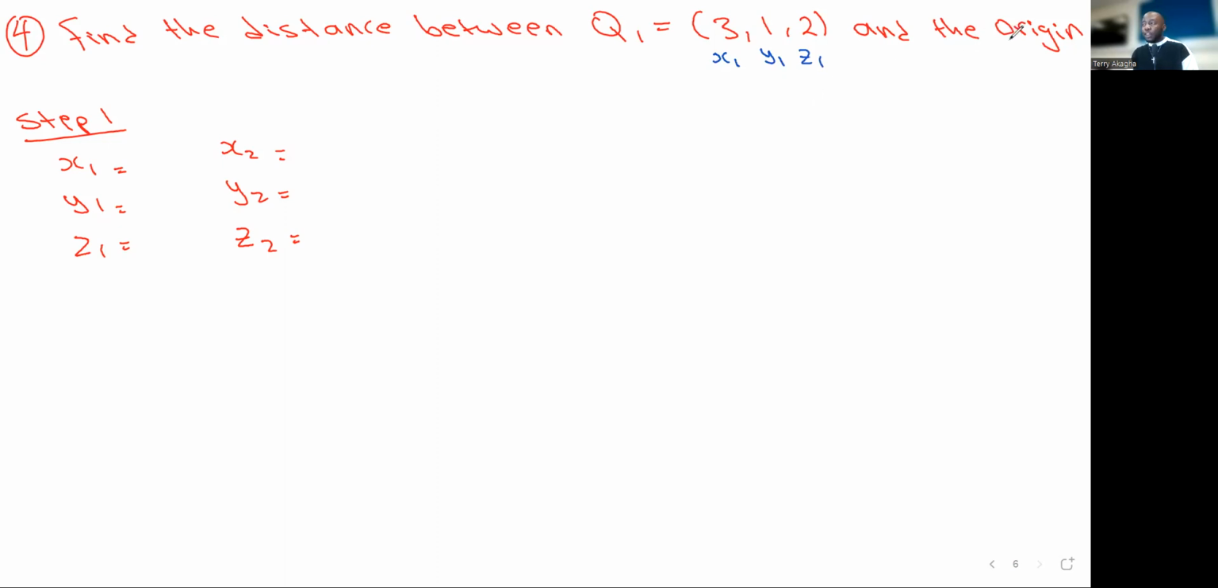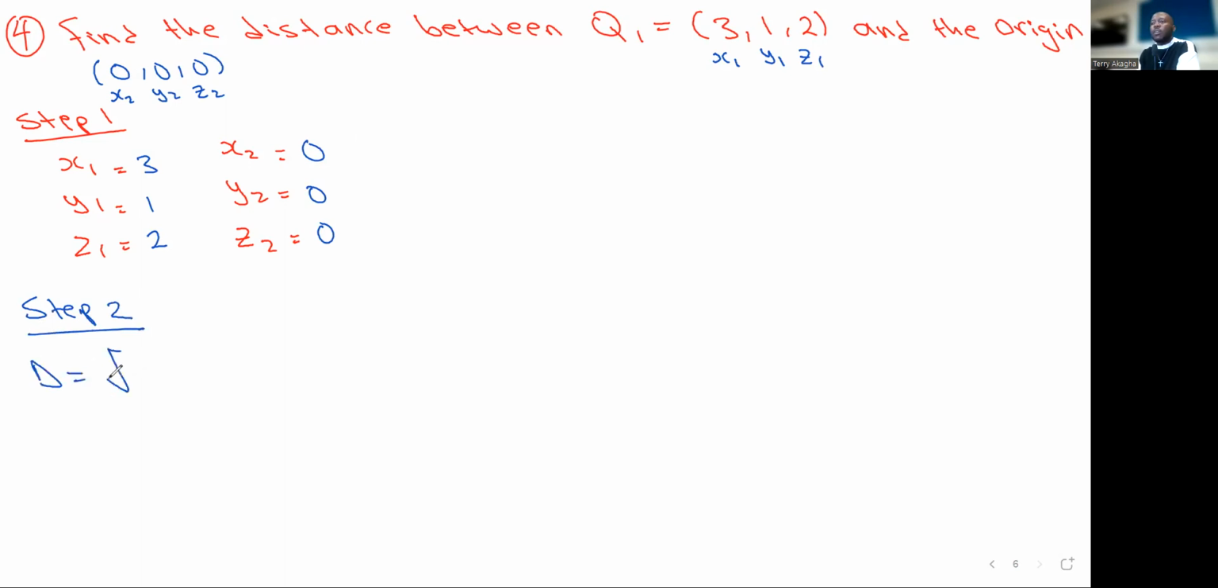Now we are having the origin as well. Remember I told you, at the point of origin, all the points are what? 0. So for a 3-dimension, all the points are going to be 0. So the coordinate system for that will be 0, 0, 0. So that means the x2 is 0, the y2 is 0, and the z2 is also what? 0. So it's going to be 3, 1, and 2, and the x2, y2, z2 are going to be 0, 0, and 0.